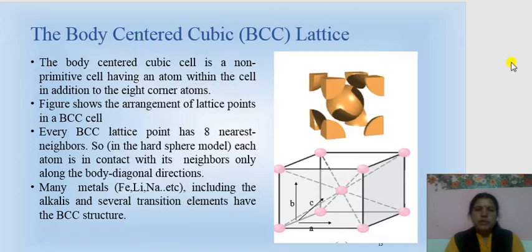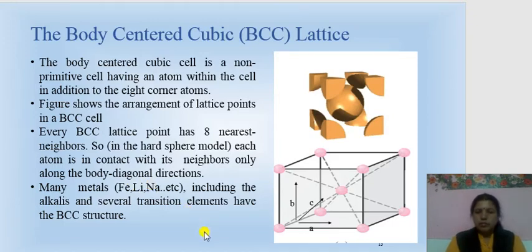Every BCC lattice point has 8 nearest neighbors. So each atom is in contact with its neighbors only along the body diagonal. Here this is the central atom and here 8 corner atoms are there, and each atom is in contact with this body diagonal. Many metals including the alkalis and several transition elements have the BCC structure. These are the examples of the BCC structure.